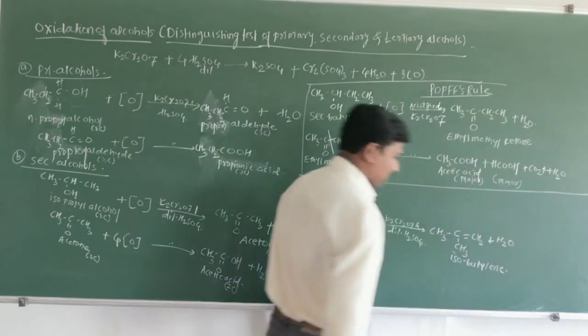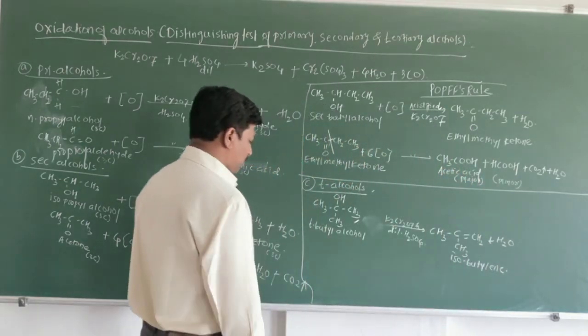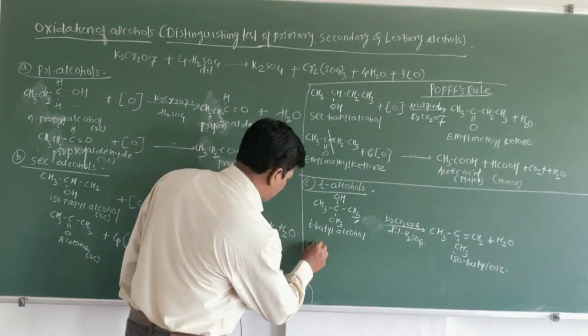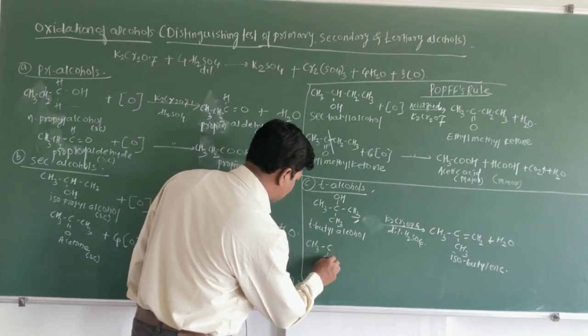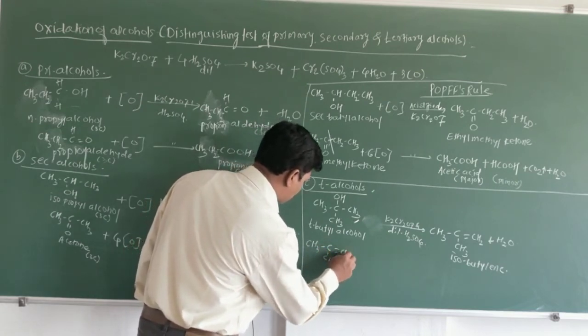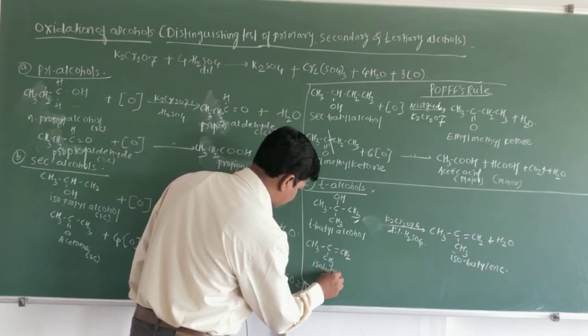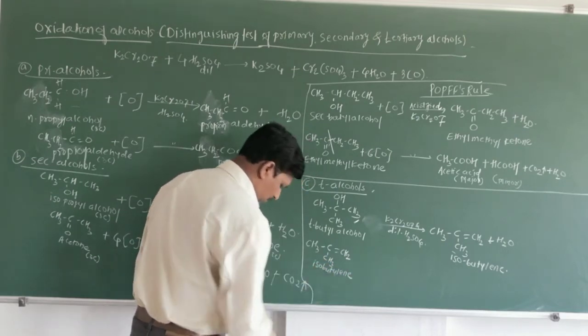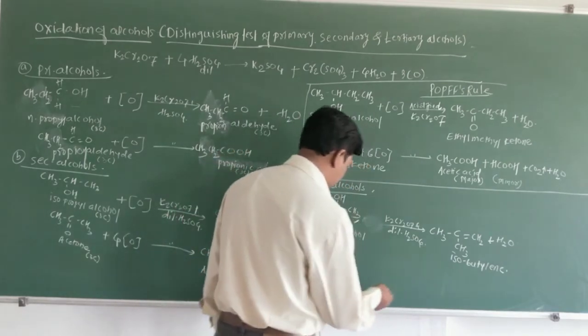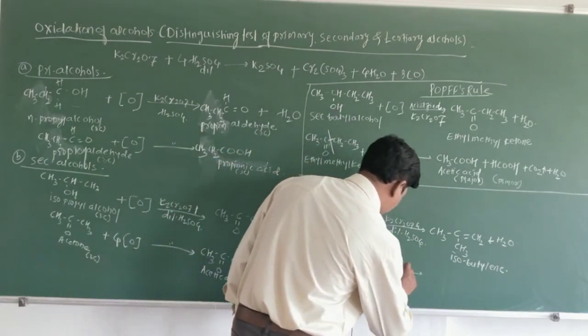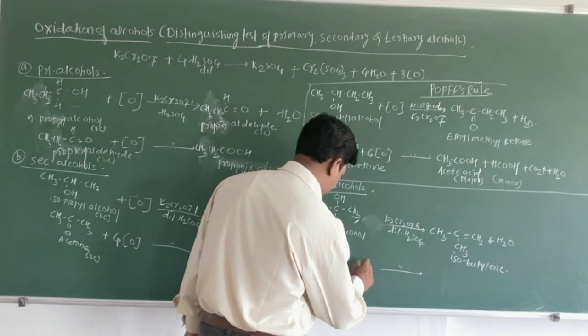Isobutylene. Now it is the first step here. Now in the second step, CH3 double bond CH2, isobutylene, on oxidation here with the same acidified K2Cr2O7.